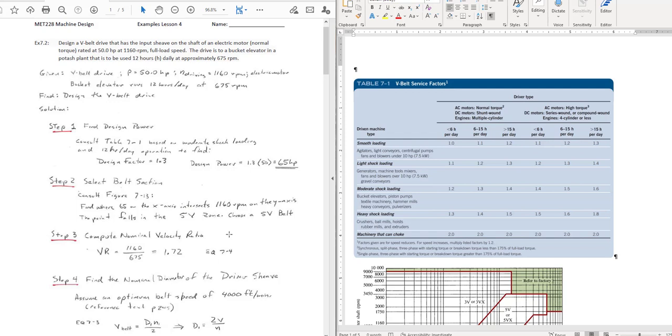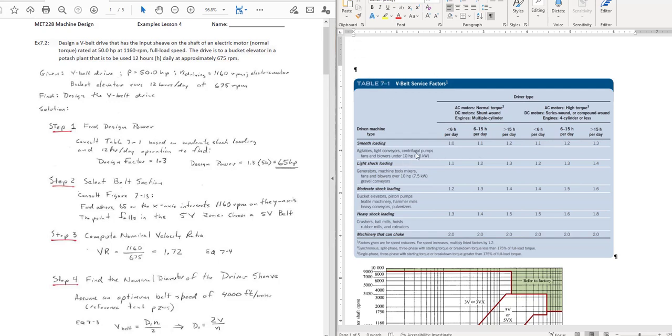Okay, and how we do that is we need to consult this table 7.1. I have a posting in Blackboard that has all of these belt drive design slides in a single file for your reference. So I put them in one file so you can see them. So the first step, find design power, we're going to consult table 7.1.